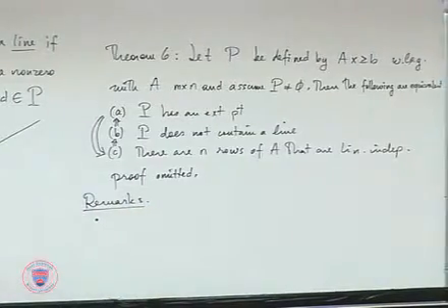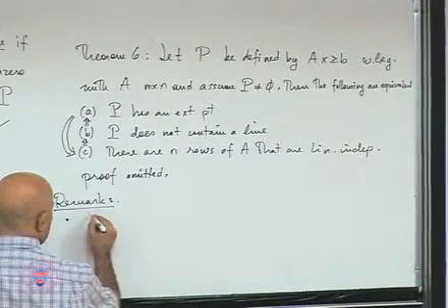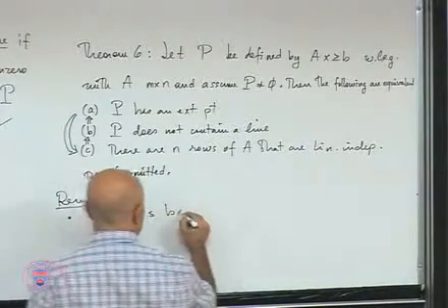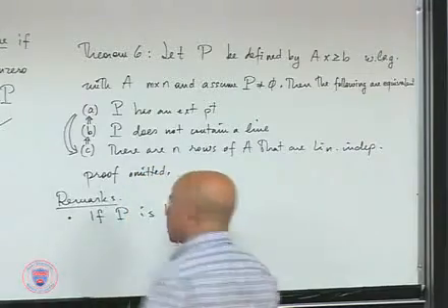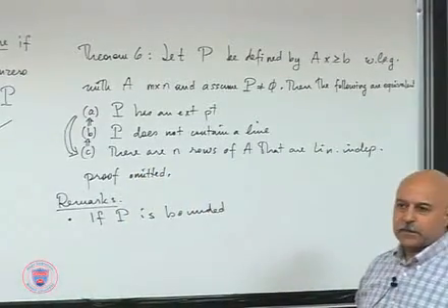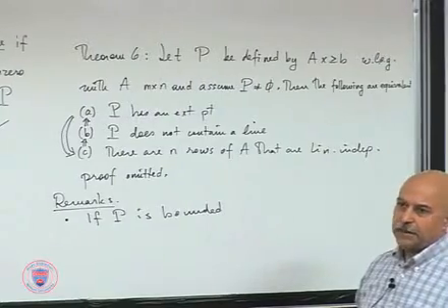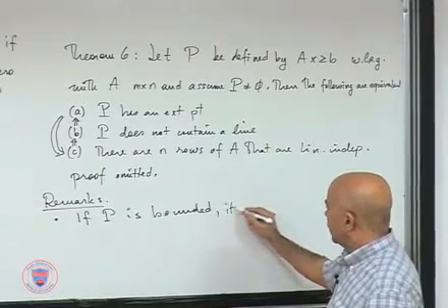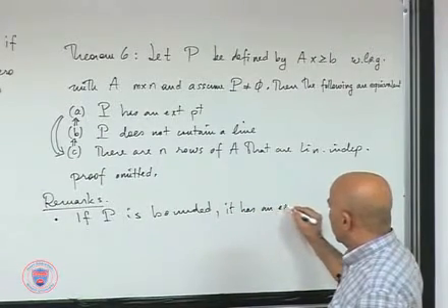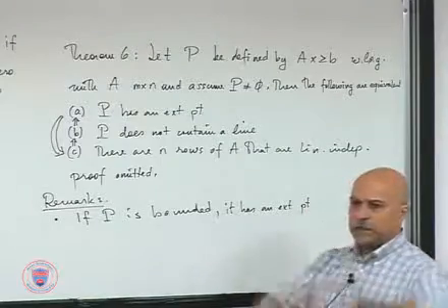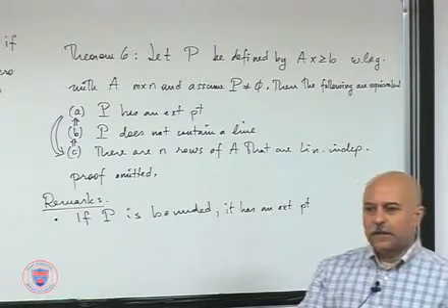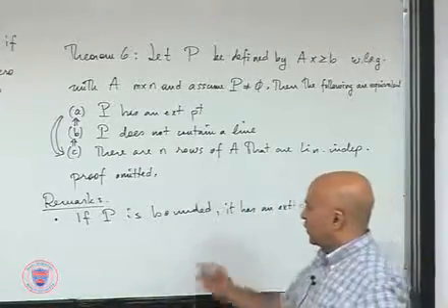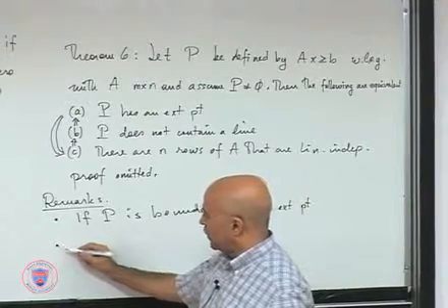So what are the consequences of this? First of all, if P is bounded, well, a bounded polyhedral set, of course, does not contain a line, so it must have an extreme point. Bounded means you can contain the polyhedral set in a sphere of finite radius. So, whenever a polyhedral set is bounded, it cannot contain a line.